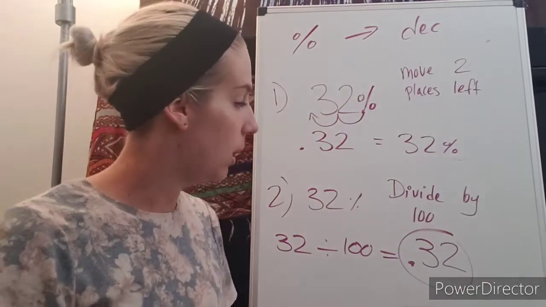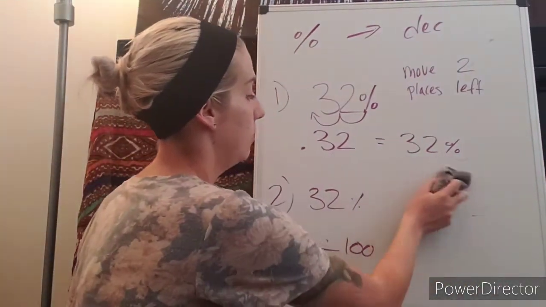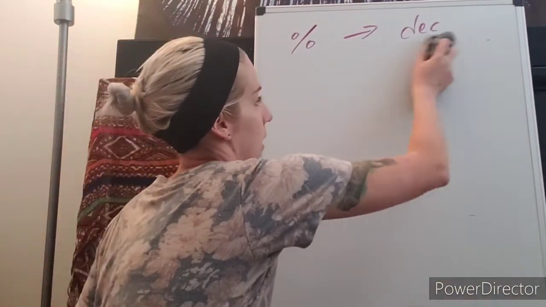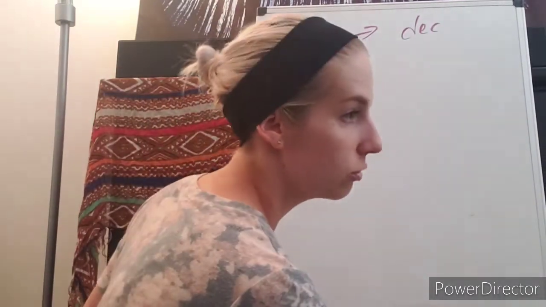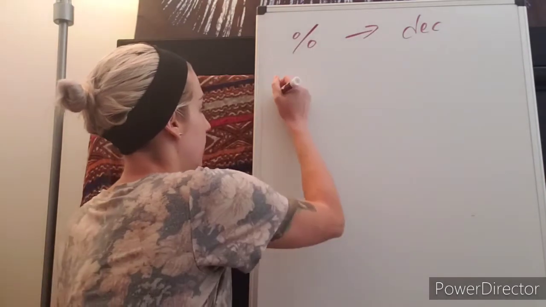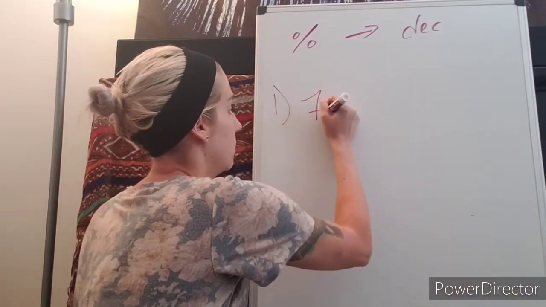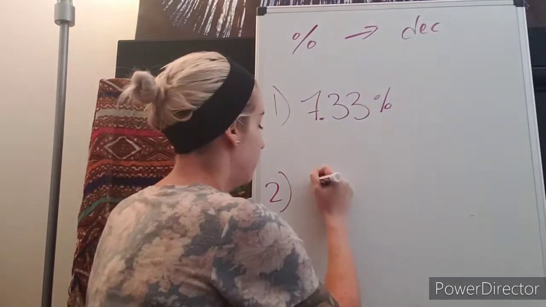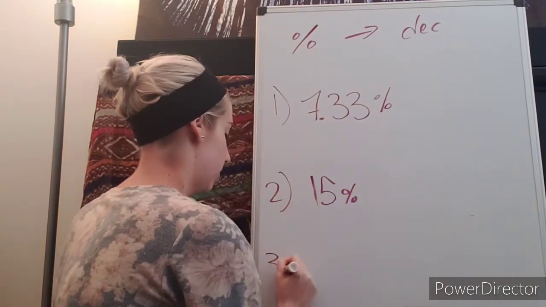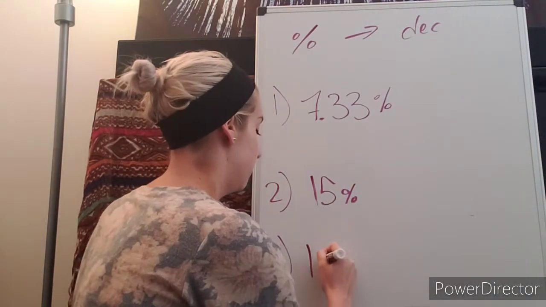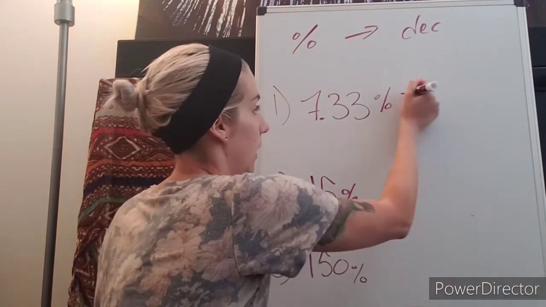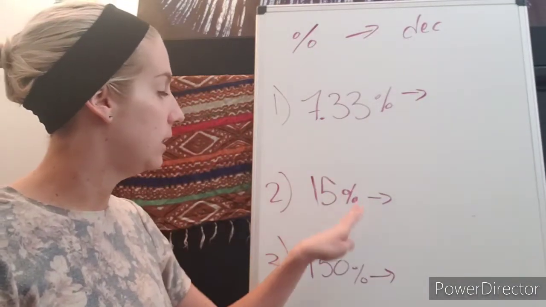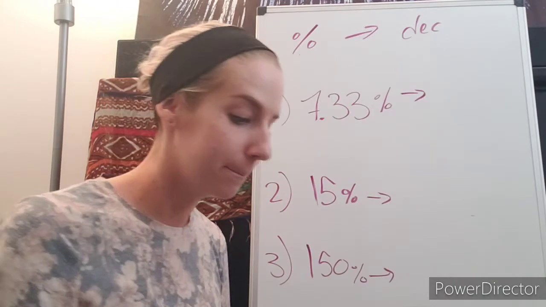Okay? So I'm going to put 3 more percentages on the board, okay? And I want you to convert them. So let's go with, how about for number 1, 7.33%, okay? For number 2, 15%. And number 3, let's go with 150%, okay? So pause this video right now, all right? And see if you can figure out what each of these would be as decimals, okay?